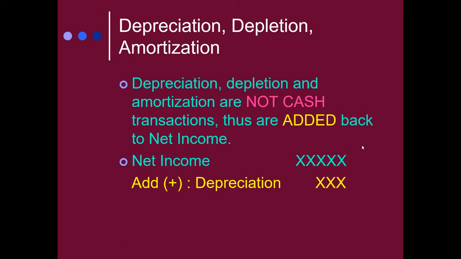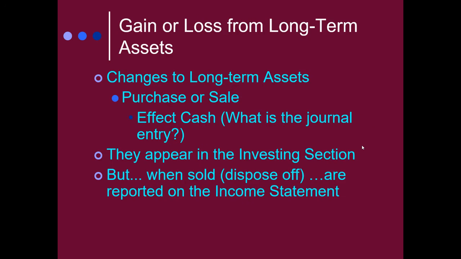So this is the explanation on why you have to deduct and why you have to add back the amount. For depreciation, depletion, and amortization, these are non-cash transactions, so they do not involve any movement of cash. The logic is that you must add it back to the net income, because it does not involve any cash, it's a non-cash transaction.